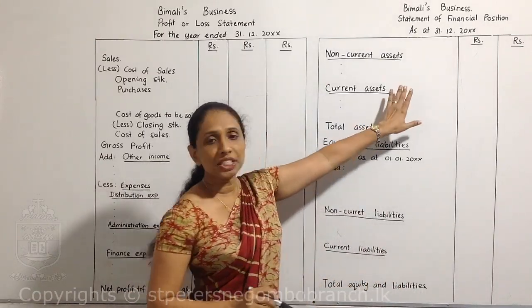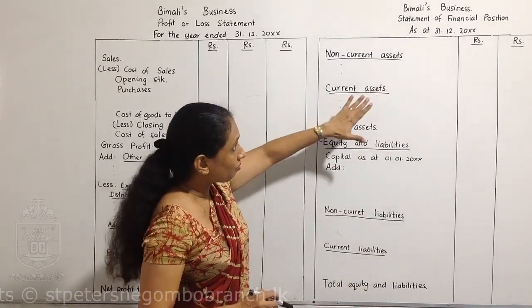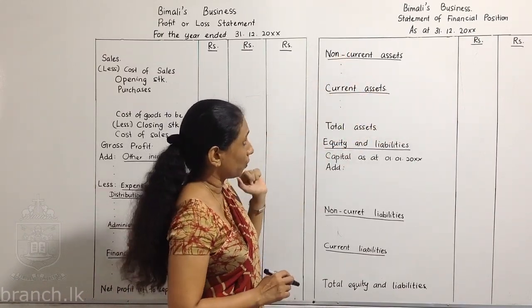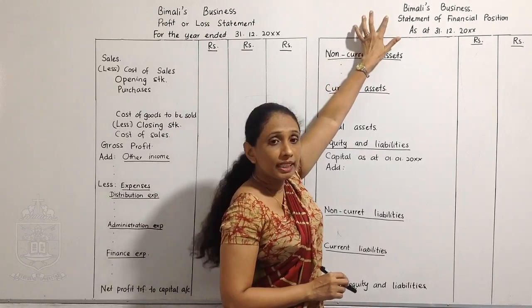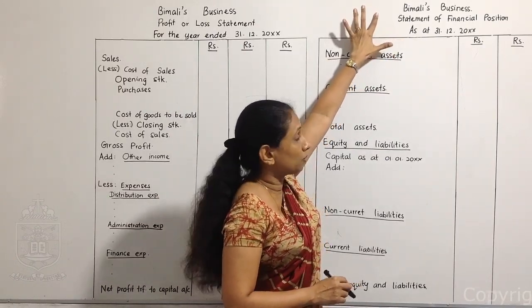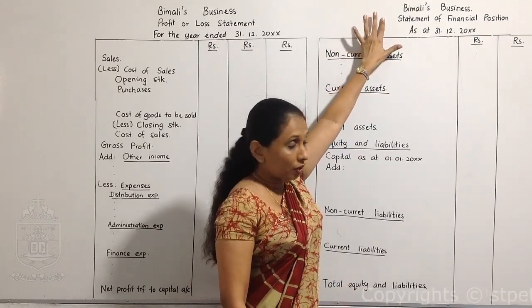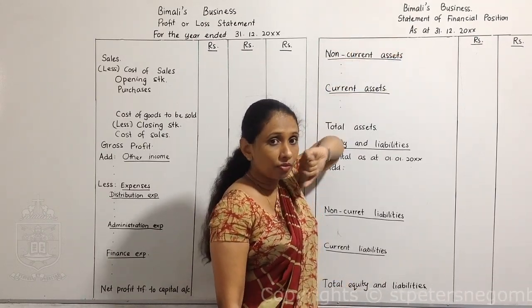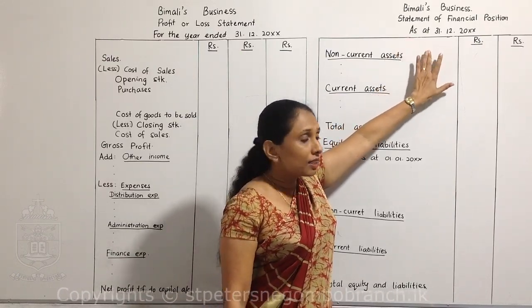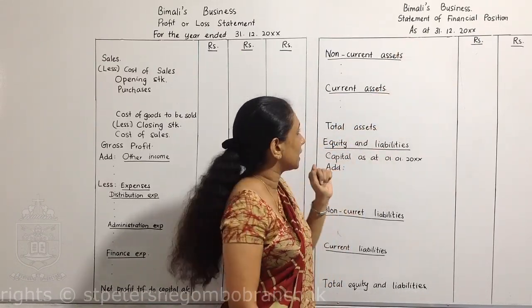Similarly, I have marked the format of the statement of financial position also. Here also you can see at the beginning, on top of the statement, I have mentioned the name, Bimali's business, and the name of the statement, statement of financial position, and it's prepared as at 31st December of that particular year.